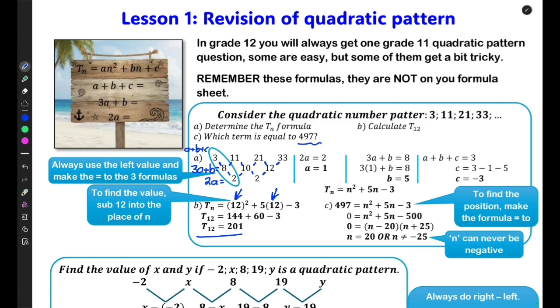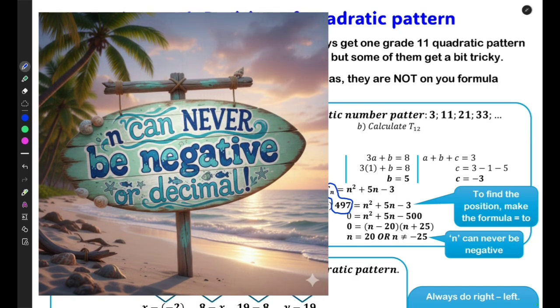For question C, they gave me a value and they asked me for a position, so I'm just going to make the 497, I'm going to sub in the place of Tn, as you can see there. I'm moving it over, that gives me a trinomial. I solve the trinomial in any way that you are comfortable, whether you use the quadratic formula, you use your brain, or you use the white calculator to solve it. Anything goes as long as you get two answers for n. Now, very important. Remember, in this whole chapter, n can never be negative and n can never be a fraction.